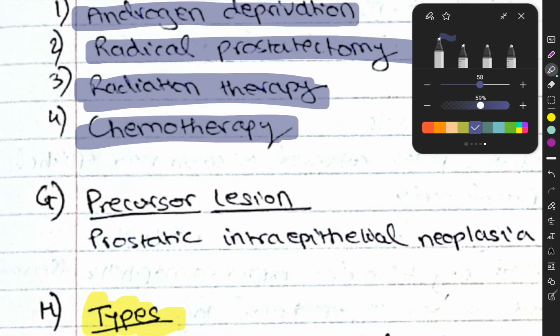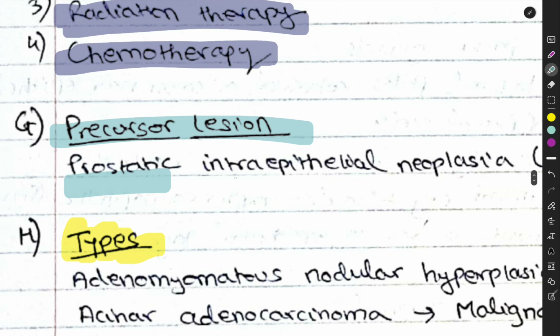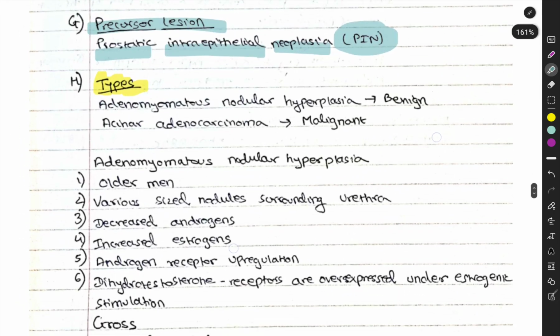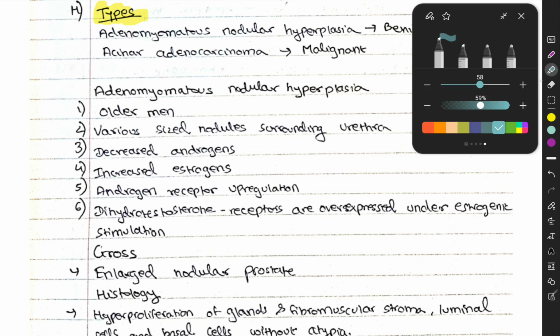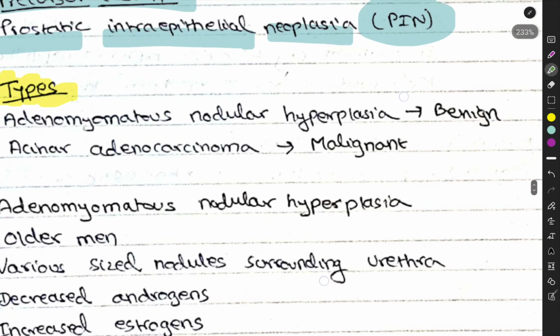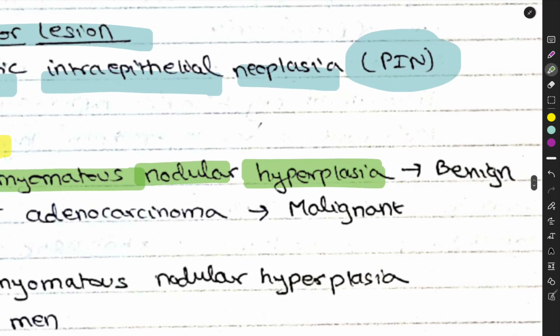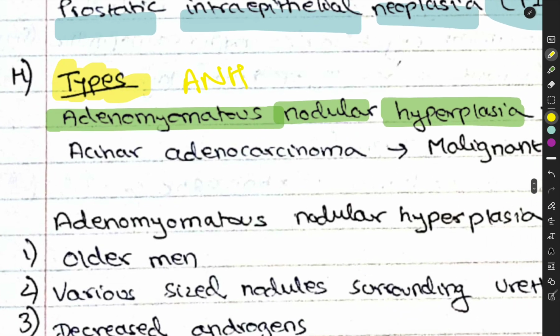Okay, so what's the precursor lesion for prostate cancer? Precursor lesion is prostatic intraepithelial neoplasia, PIN. Okay, now what are the types of prostate cancer? The types of prostate cancer is 2. Adenomatous nodular hyperplasia, so let's call it ANH. And acinar adenocarcinoma.